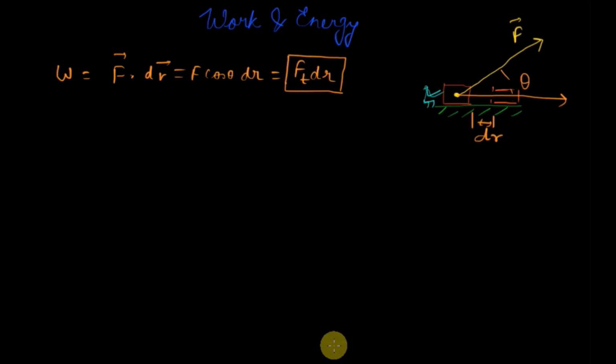Kinetic energy is the energy possessed by an object by virtue of its velocity. Kinetic energy in physics is defined as half mv square, where m is the mass of the object and v is the velocity of the object. So this is how kinetic energy is defined.